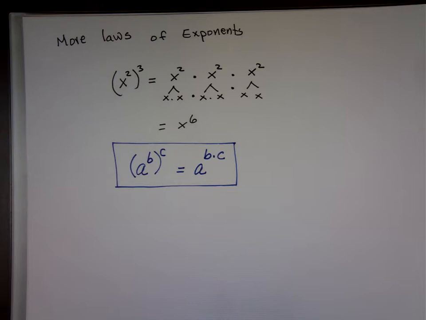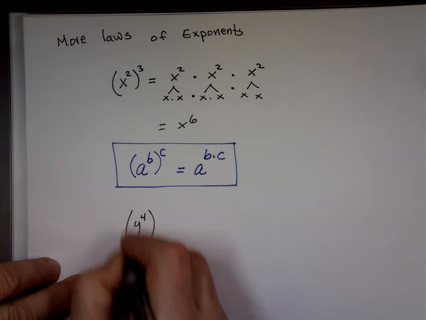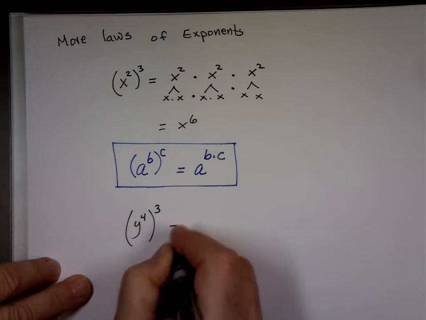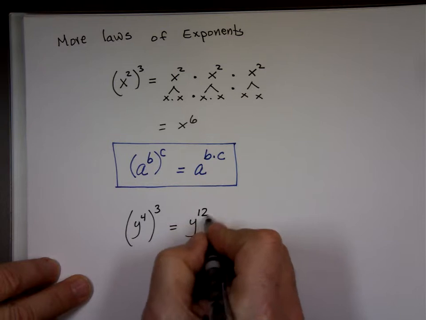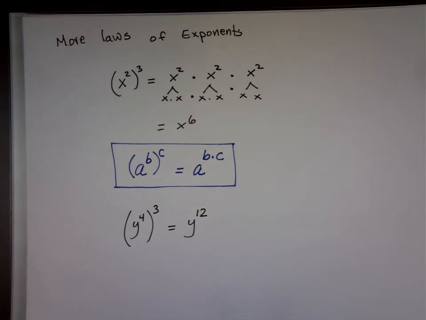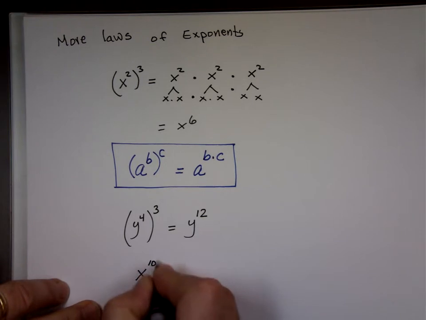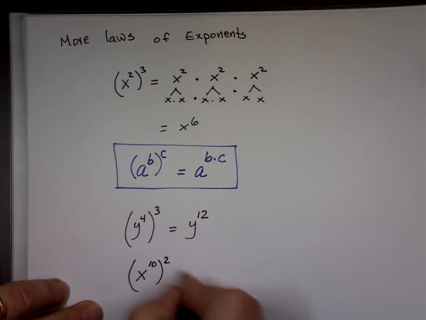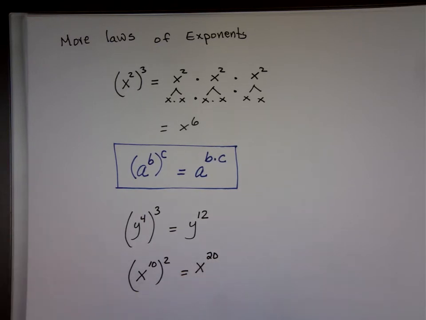So when I have y to the 4th raised to the 3rd power, that's y to what power? 12. 4 times 3, which is 12. X to the power of 10 to the power of 2. 20. X to the power of 20.